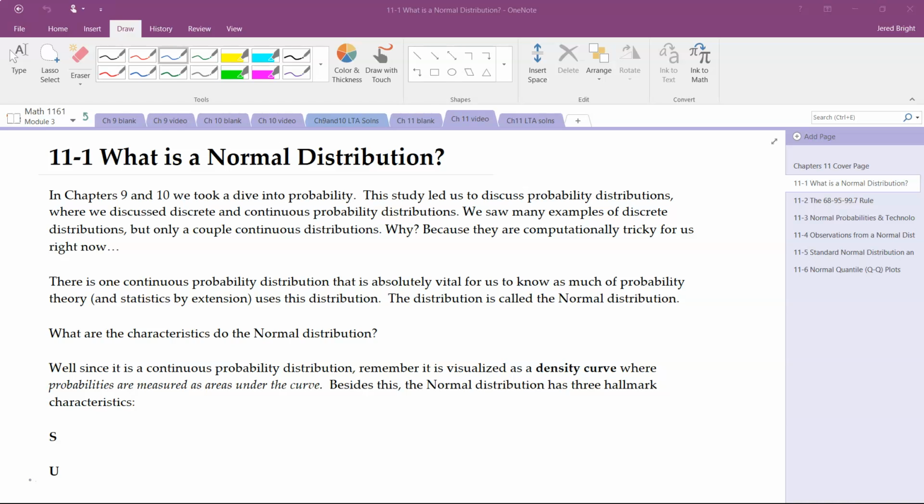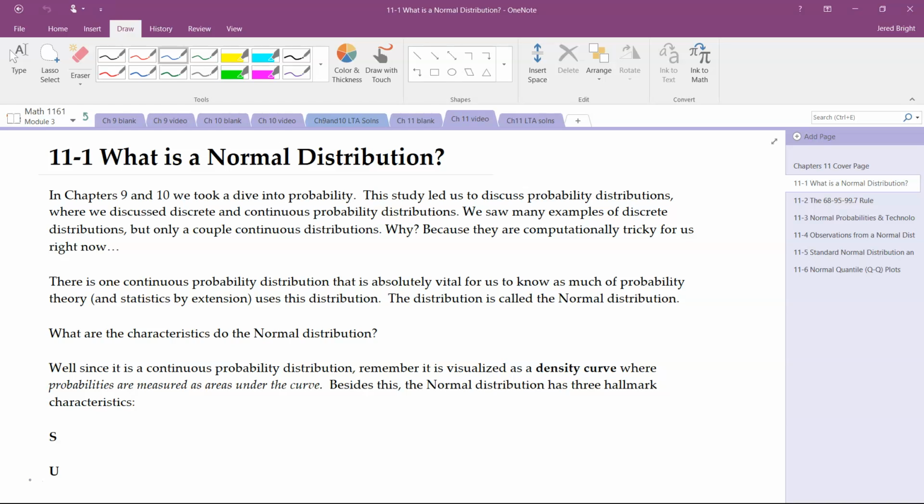We didn't see that many examples of continuous distributions, mainly because they are really tricky to calculate, because remember, for continuous distributions, probabilities are measured as areas under the curve. But there is one other continuous probability distribution that we really need to know, and it's called the normal distribution. This distribution is used all over in statistics, and in fact, it's kind of the fundamental distribution for many of our theoretical landmarks that we're going to see coming up. But what is a normal distribution?